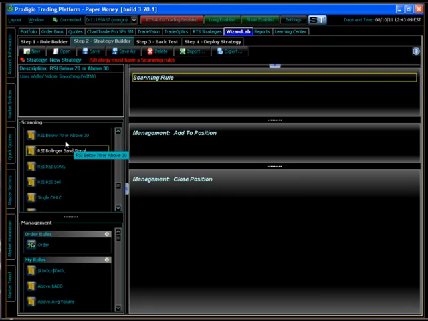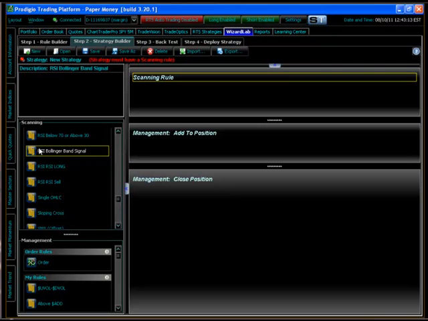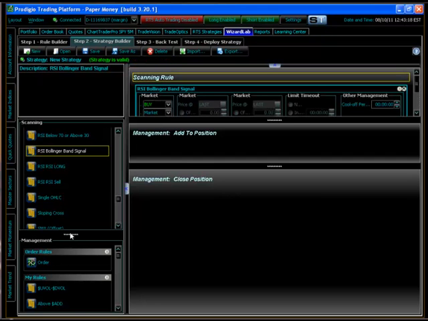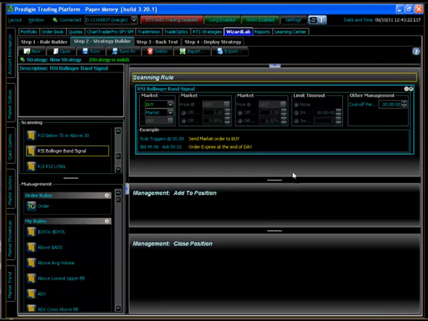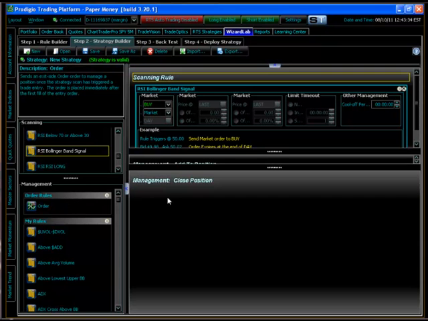Now all the rules that I save are going to show up in this scanning section and the management section. You need to drag scanning rules from the scanning section, and you need to drag management rules from this management section. So I'm going to create a strategy using that rule that I had just saved. And right now I'm just going to say go in at market. And I'm going to add a stop order.